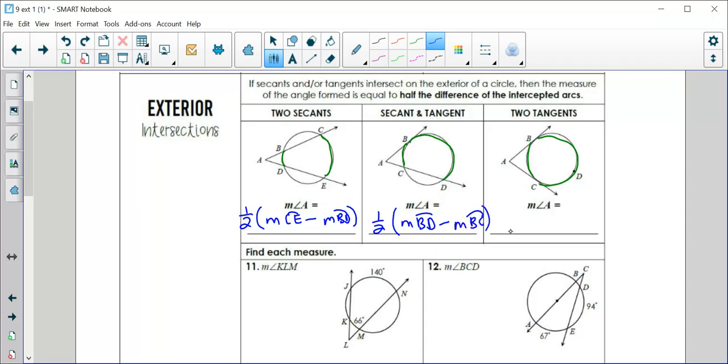And then go ahead and write that last equation. What would that one do if we did the big arc minus the small arc? Should be measure of arc BDC minus BC. If you accidentally do it the other way around, you're going to get a negative number for the arc. So just make sure you're taking the big arc first and then minus the small arc.